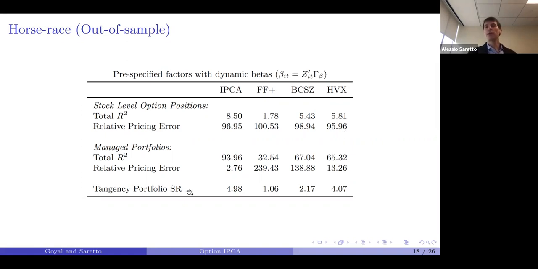People like to look at Sharpe ratios, because that is the tangency portfolio spanned by the factors, as a summary measure of how well the model is going to do. And here you see the IPCA factors have a slightly higher Sharpe ratio, much higher than Fama-French factors, much higher than Turan's factors, and higher but not completely. We're not kicking Aurelio's model out of the park yet.